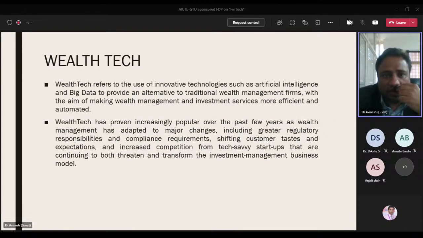Wealth technology refers to the use of innovative technologies such as artificial intelligence and big data to provide an alternative to traditional wealth management firms, with the aim of making wealth management and investment services more efficient and automated. So wealth technology has proven increasingly popular over the past few years as wealth management has adapted to major changes.